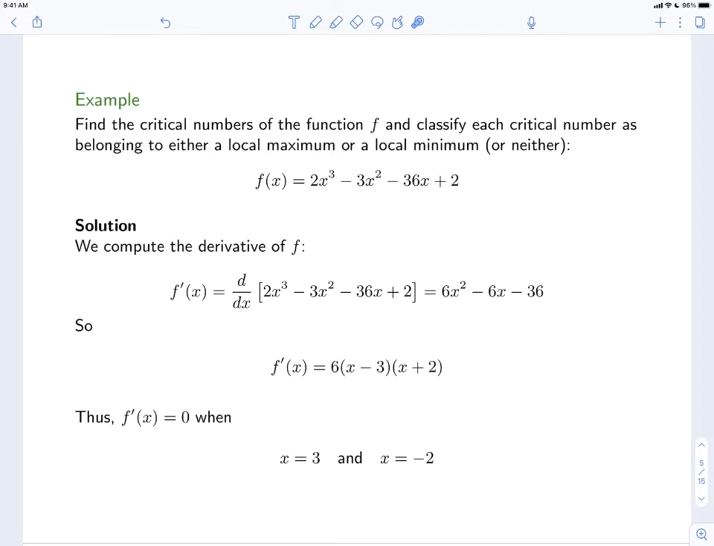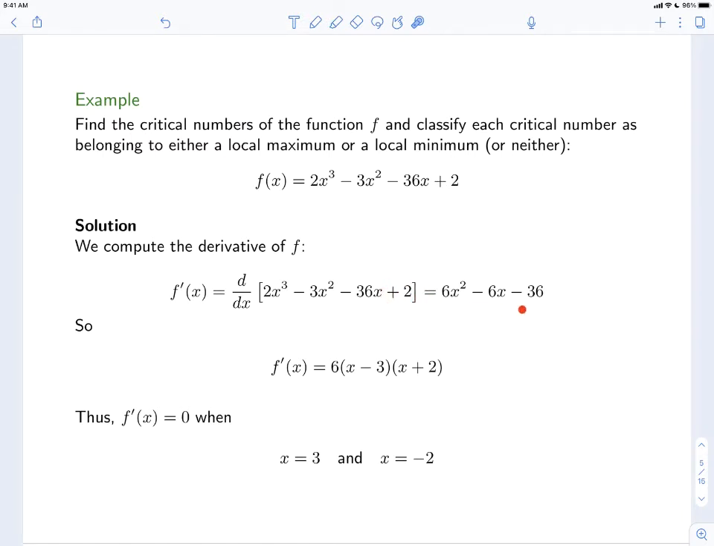So we start by computing the derivative. We need to know what f prime is. This is a polynomial, so we just use the power rule repeatedly. The derivative of 2x cubed is 6x squared. The derivative of negative 3x squared is negative 6x. The derivative of negative 36x is negative 36. And the derivative of a constant, 2, is 0.